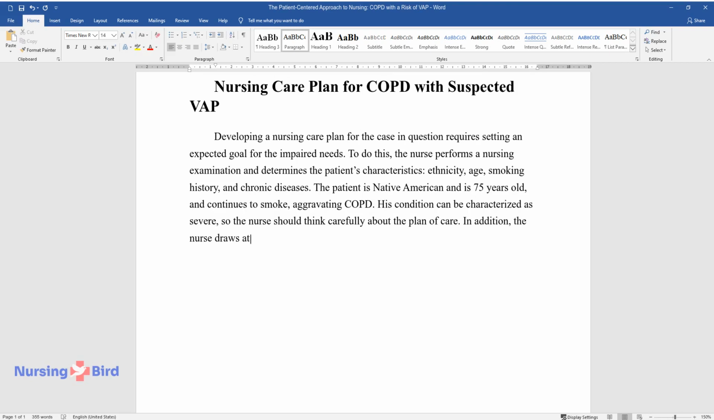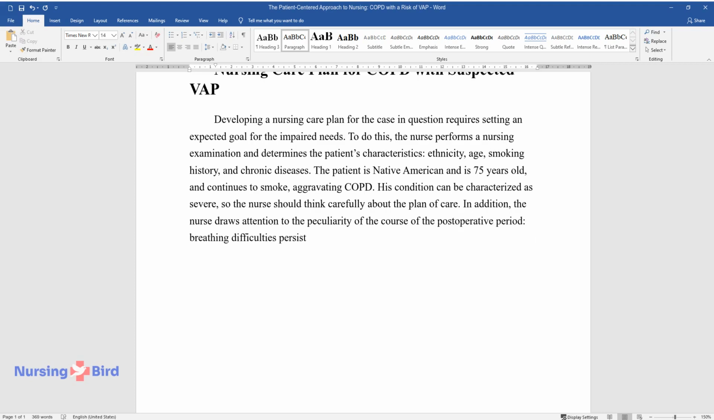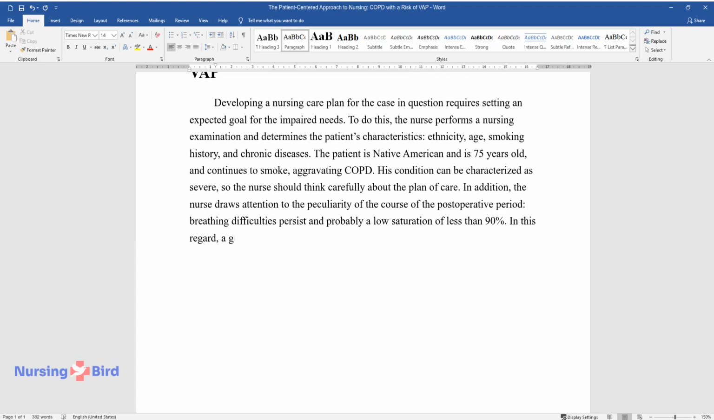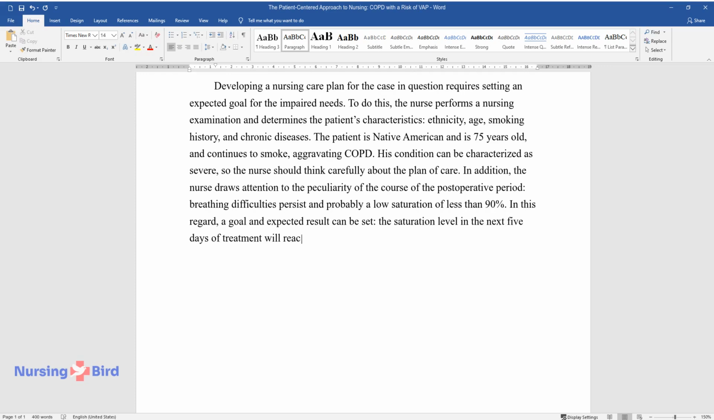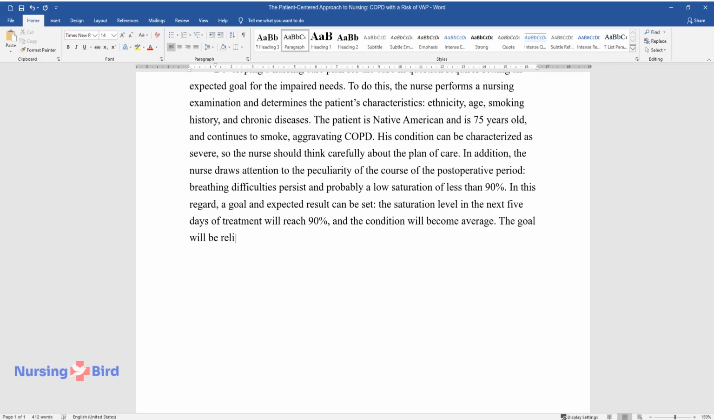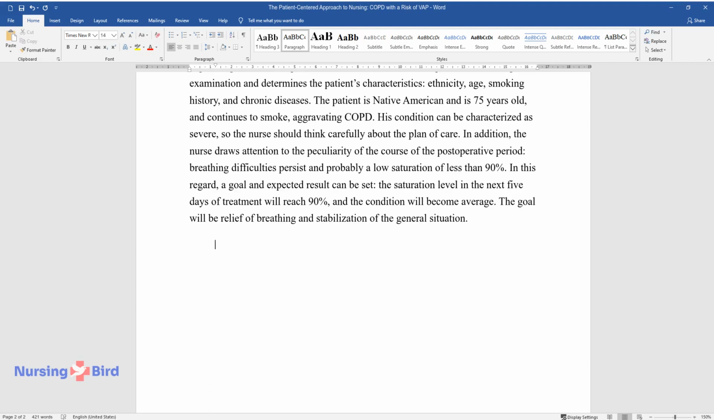In addition, the nurse draws attention to the peculiarity of the course of the postoperative period. Breathing difficulties persist and probably a low saturation of less than 90%. In this regard, a goal and expected result can be set. The saturation level in the next 5 days of treatment will reach 90%, and the condition will become average. The goal will be relief of breathing and stabilization of the general situation.